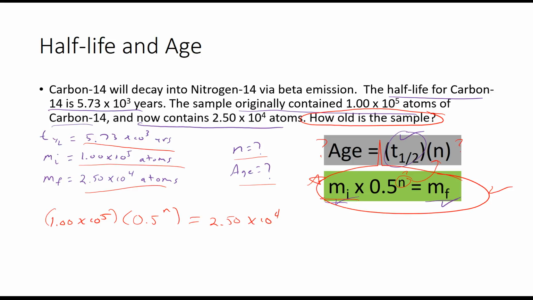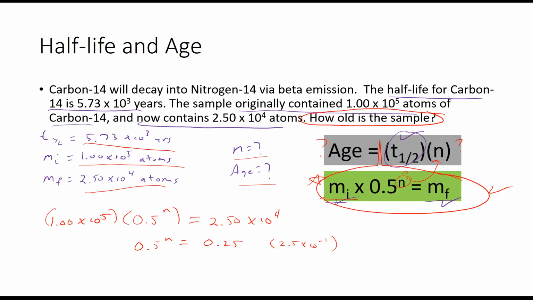Now I'm going to do simple algebra. I'm going to divide both sides by 1 times 10 to the fifth. So I'm going to get 0.5 to the n equals 0.25, or in scientific notation, 2.5 times 10 to the minus 1.